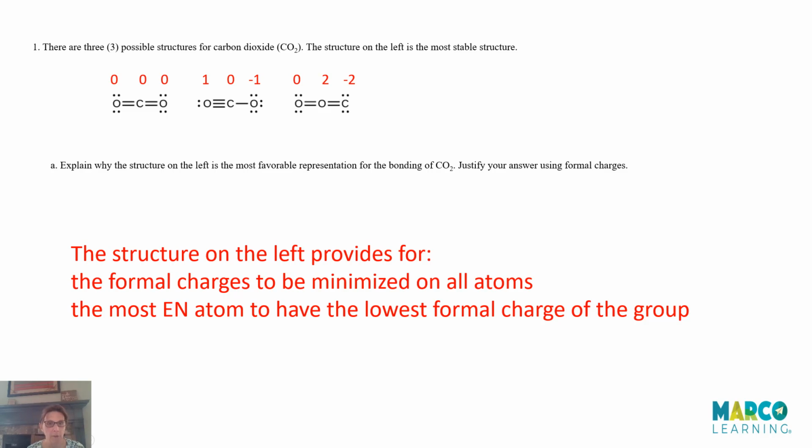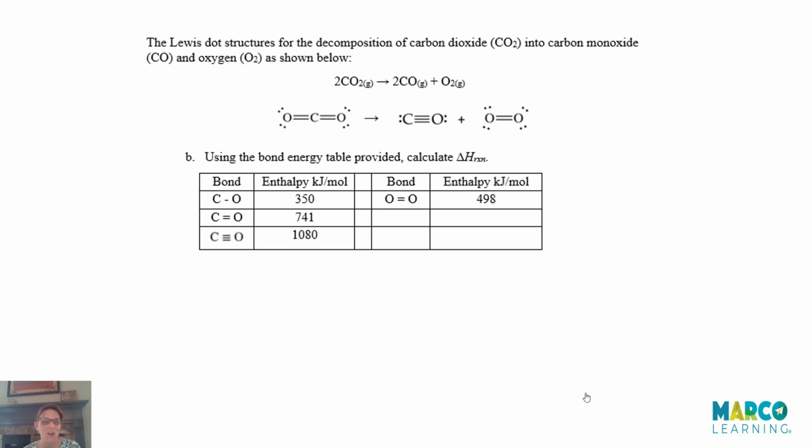Now, our final answer could be, after we've calculated or determined the formal charges, we can say that the structure on the left provides for the two things that I mentioned. The formal charges are minimized on all the atoms, best in that structure on the left, and also the most electronegative atom, that would be oxygen in this case, is allowed to have the lowest formal charge. Since they're all 0, that made that easier here. But these two structures here and here did not allow oxygen to get the lowest formal charge. So that's A. Okay, moving on.